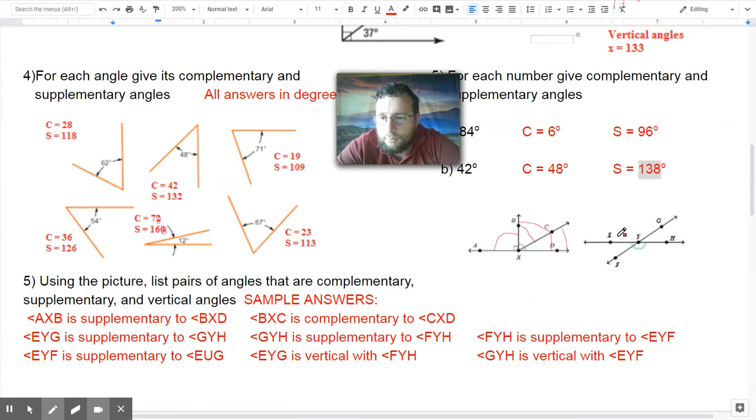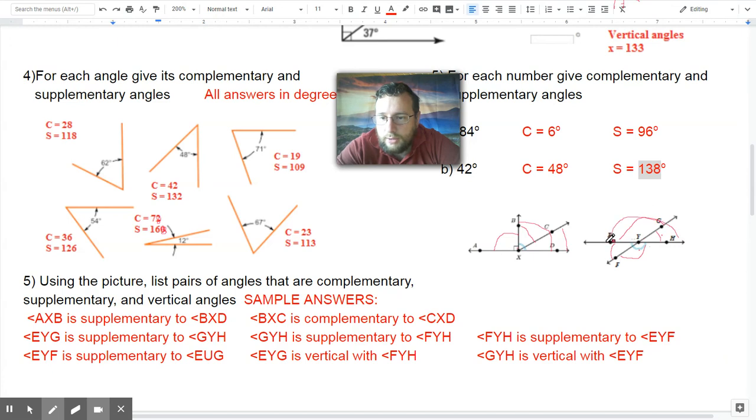All right, moving on to the next picture. This angle and this angle are going to be supplementary. So EYG and GYH. But you can also make supplementary pairs in a variety of other ways. You can combine that angle with this angle. You can combine this angle with that angle, or this angle with that angle. All of those are adding up to 180, right?